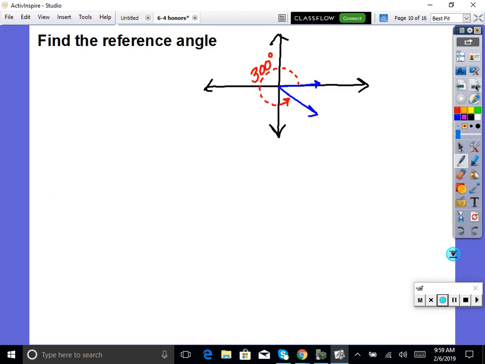Okay, so this one's straightforward. It says find the reference angle of 300 degrees. That means instead of 300 degrees, we need an acute angle that would be in the right triangle if I was to drop down and make a right triangle. What would our reference angle be? 60 degrees. Pretty straightforward stuff.